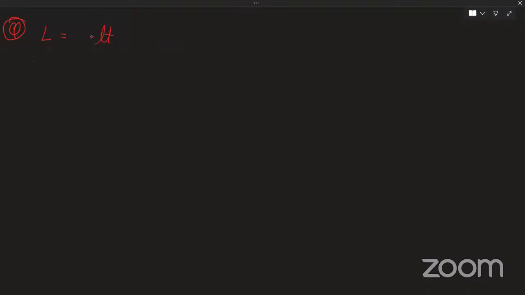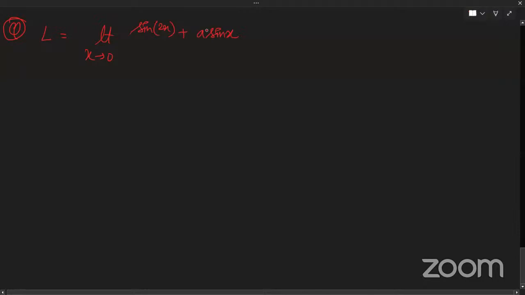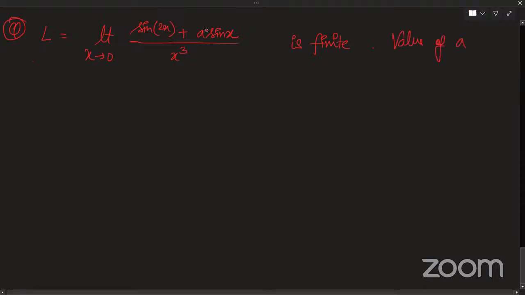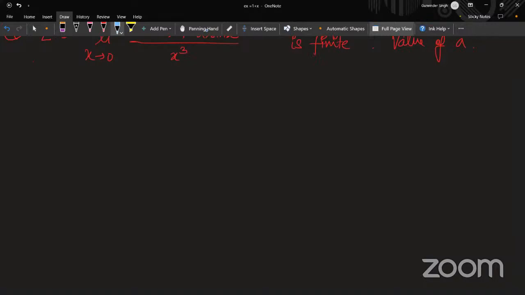So let us just look at a few cases. In these cases, we will need to solve for a few variables. So you have L equals limit x tends to 0 of sine of 2x plus a sine x, divided by x cube. And it is given to me that it is finite. It is asking me the value of a, where a is any constant.